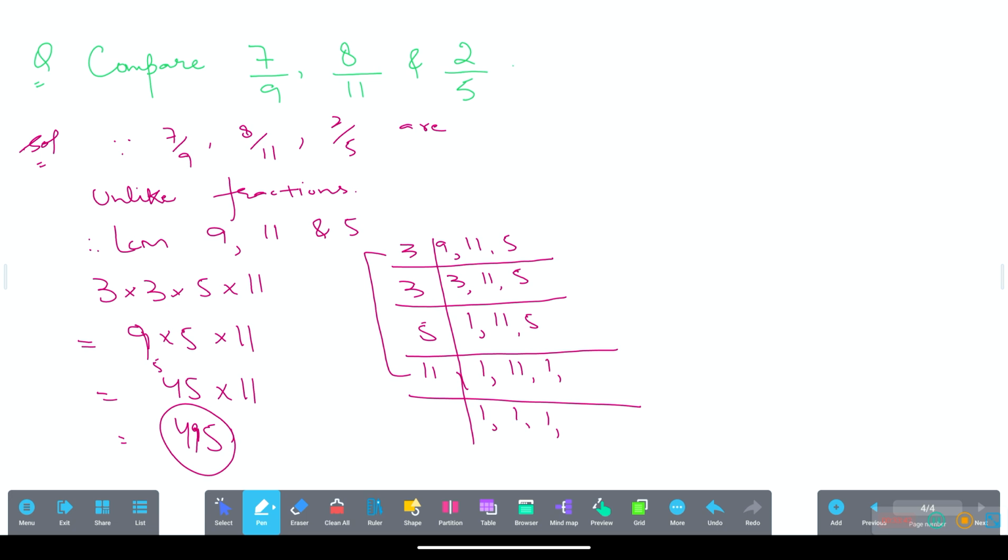That is the first common multiple of 9, 11 and 5, which you will find is 495. 495 is the first number that comes in the table of 9, in the table of 11, and in the table of 5. It is the first number; before 495, no number comes in all three.